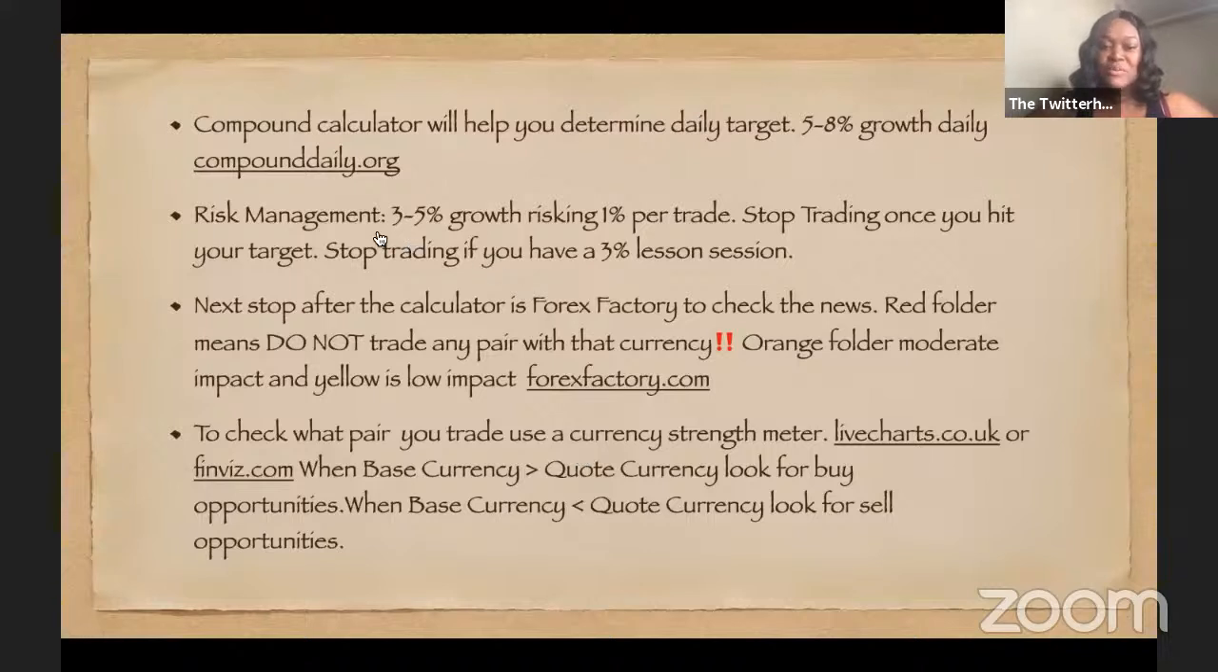So let's go back to the chart. Next, risk management. When it comes to risk, right now, I want you to risk 1% per trade, right? Intending to grow 5% in a day, and we saw that you want to make $5 and you'll be done. It doesn't mean that you're going to risk $5 in any one given trade. You're only going to risk 1% of the $100, right?